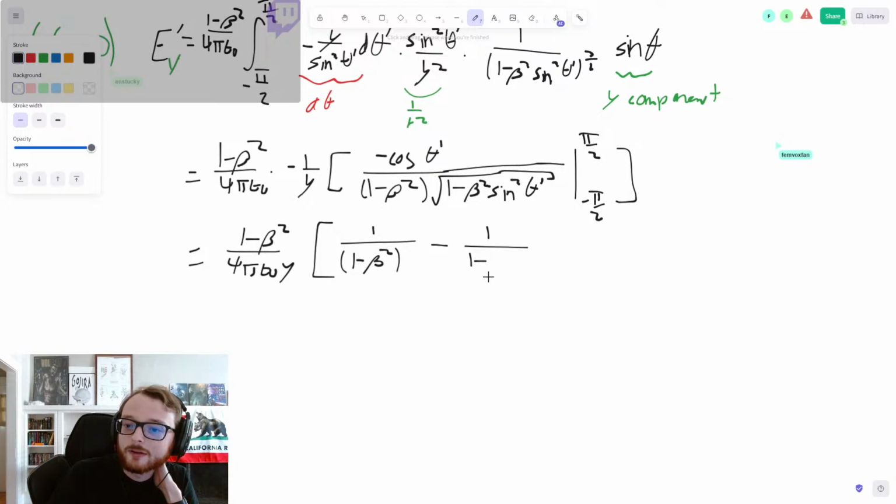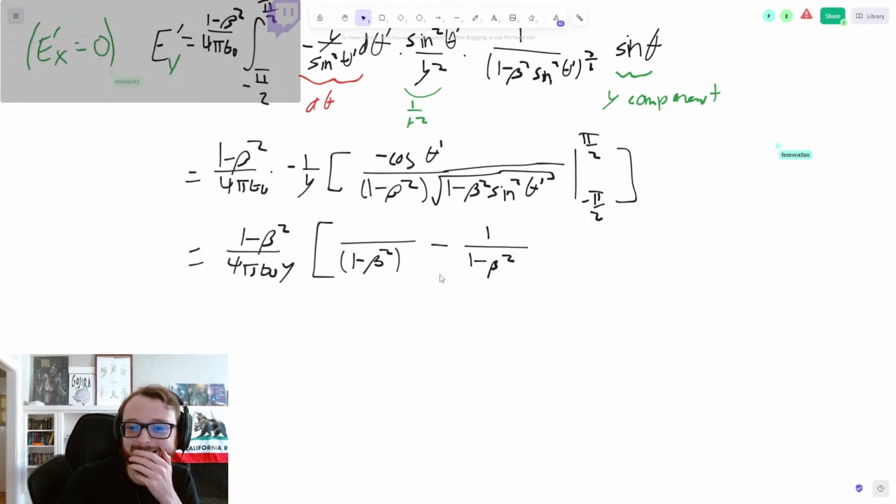Oh, wait. I'm doing something bad. One of the cosines should be negative. No, wait, one of the cosines should be -1. For pi over 2? Well, okay. In that case, it should be 0, but what am I doing here? I said the first one is 1. That's just not true, is it? That's not good. This is just coming out to be 0.